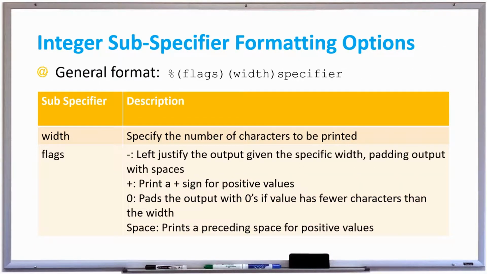There are also integer sub-specifier formatting options which are very similar to the ones for floating point. It's this % and the specifier, which is going to be d because it's an integer, with a width specifier that specifies the number of characters to be printed, and the flags with the minus sign to left justify the output giving the specific width, padding output with spaces, and the plus sign to display a positive sign for positive values, and 0 to pad the output with zeros if it has fewer characters than the width, and a space to print a preceding space for positive values.